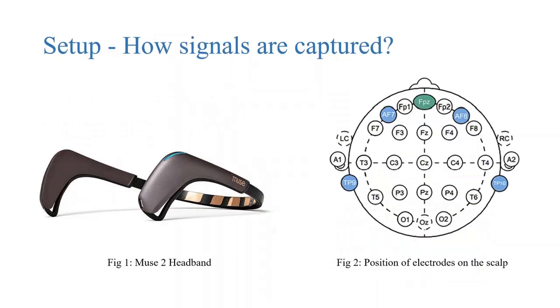So coming to the setup, how signals are captured. We have made use of a Muse 2 headband which consists of 4 electrodes. On the right hand side you can see the positions of the electrodes, shown in blue, which are to be placed on the scalp. The headband will be placed on the scalp in such a way that the electrodes are on these positions. In our project we have considered two mental states, that are stressed and relaxed state.